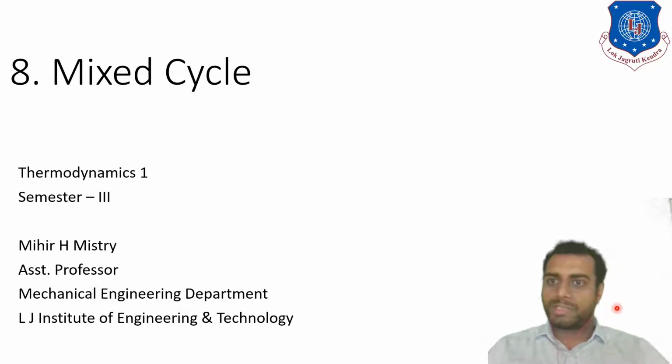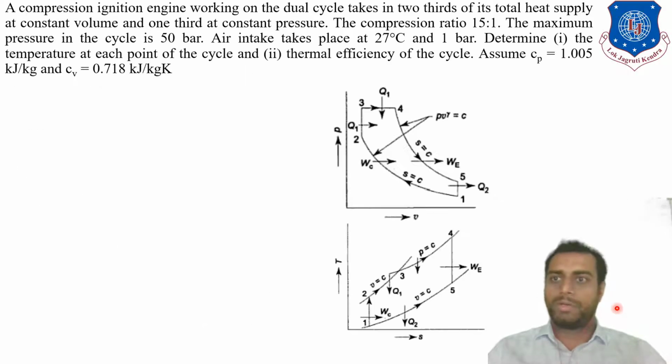Today we are going to discuss the mixed cycle, and in particular a numerical on the dual cycle. So the given data for the dual cycle is here. A compression ignition engine working on the dual cycle takes in 2/3 of the total heat supply at constant volume and 1/3 at constant pressure.